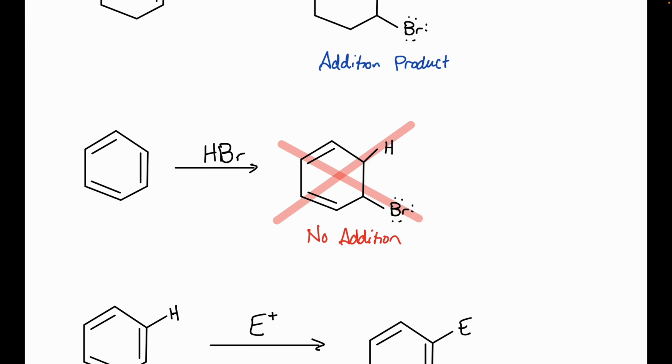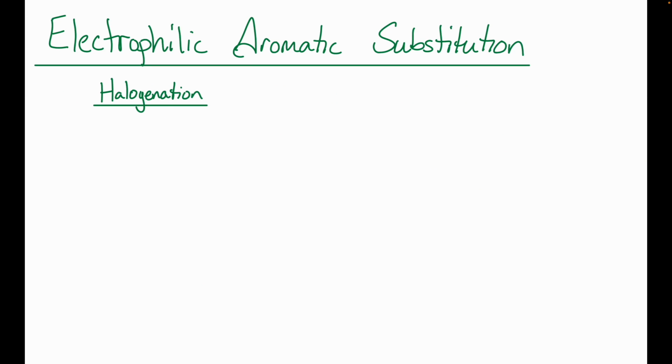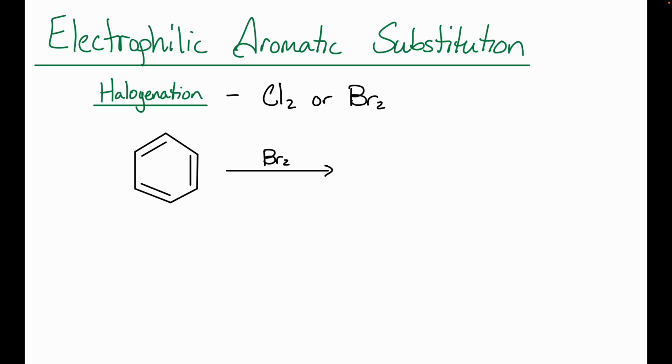Okay, starting out, let me copy a benzene ring here. You can use either chlorine or bromine, either one would work. Let me put this up here. We're going to use bromine as our example, but I'll say it at the top: Cl2 or Br2.